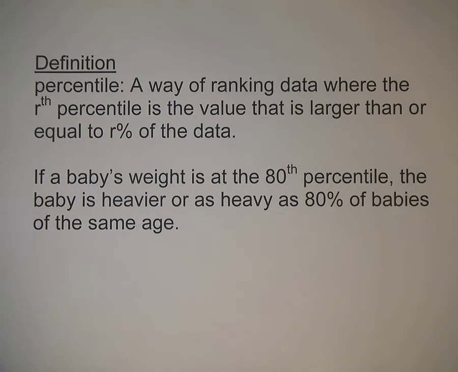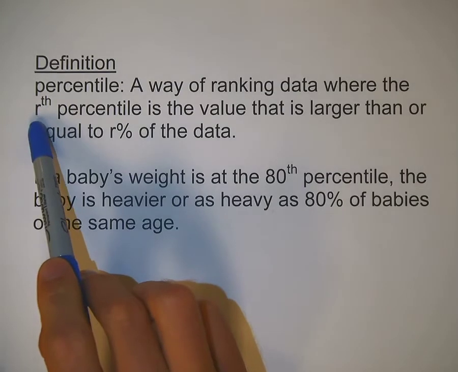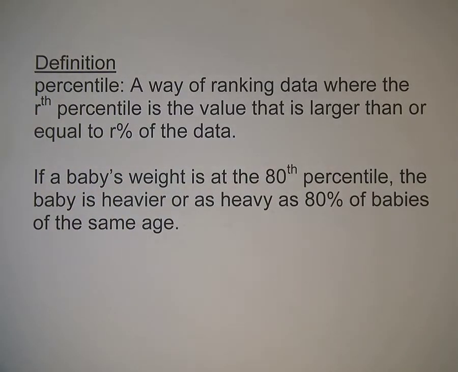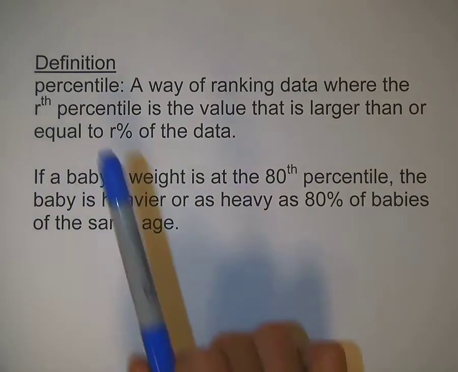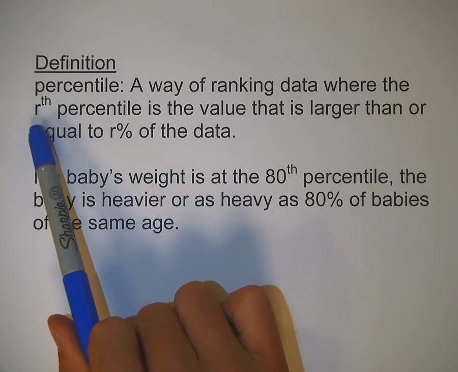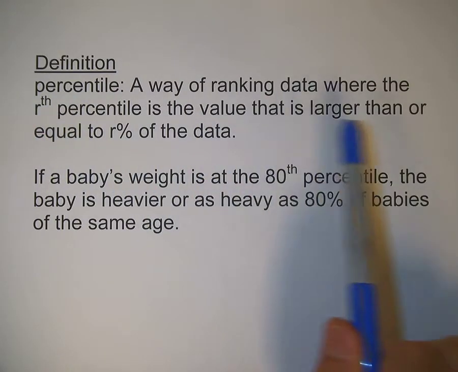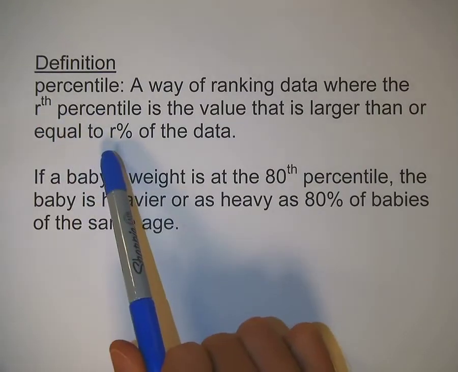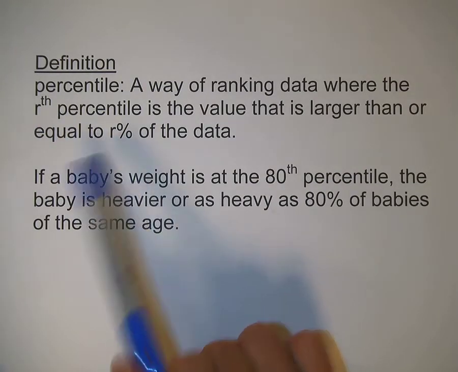A percentile is a way of ranking data where the rth percentile, so you can put a number in for r, like the 50th or the 90th percentile, is the value that is larger than or equal to r% of the data. So again, the 50th percentile would be a value that is larger than or equal to 50% of the data. If it's the 90th percentile, larger than or equal to 90% of the data.